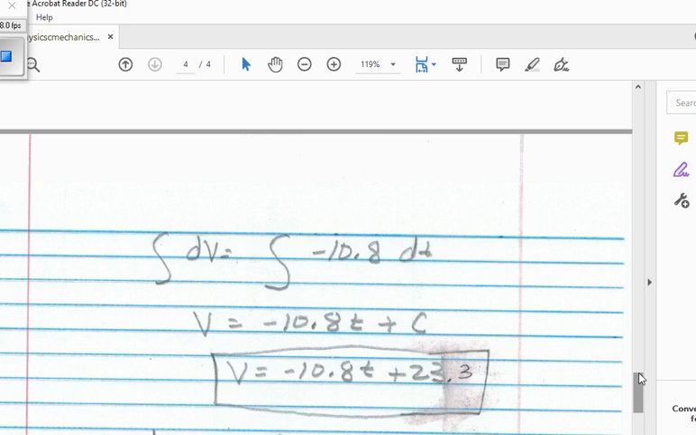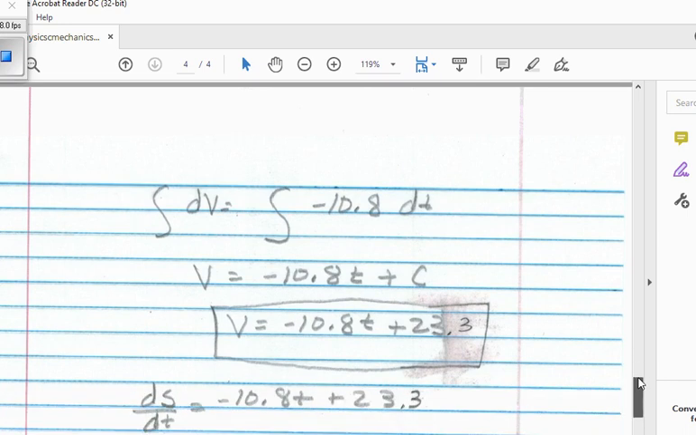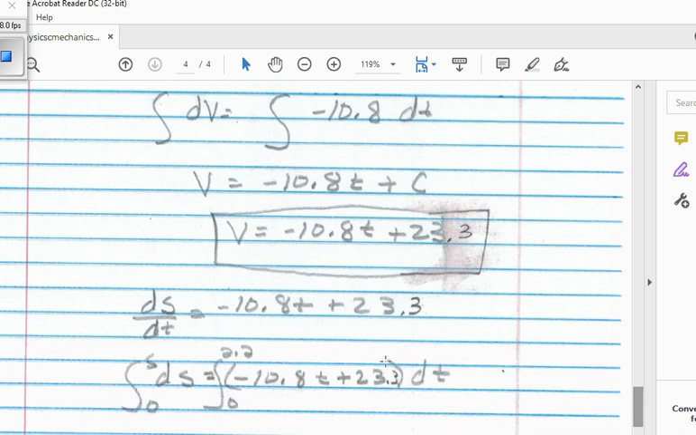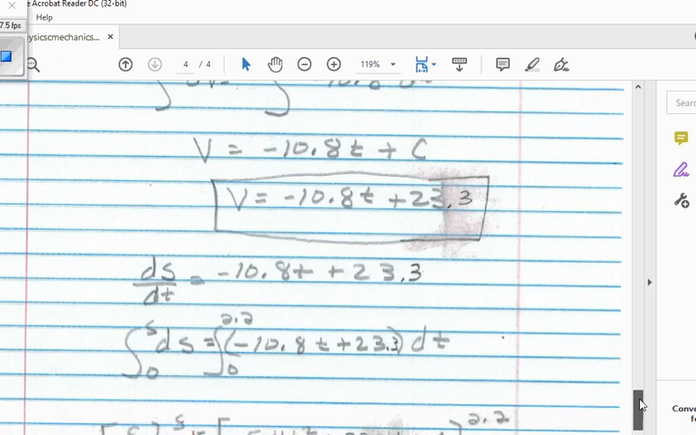Now what if I want to know the displacement from 0 to 2.2 seconds? Well, I'm going to need to take a look at my expression here. v can be written as ds/dt. This is our differential expression. Then we need to separate the variables, taking dt to the other side, and we're going to integrate this. Again, I'm doing a definite integral from 0 to s of ds, and from 0 to 2.2 of our velocity equation times dt. Now I have to think antiderivative.